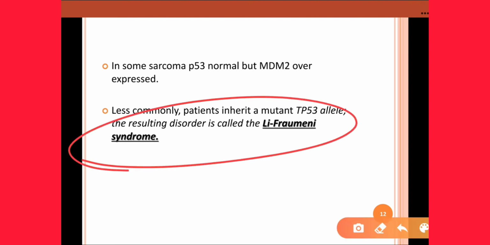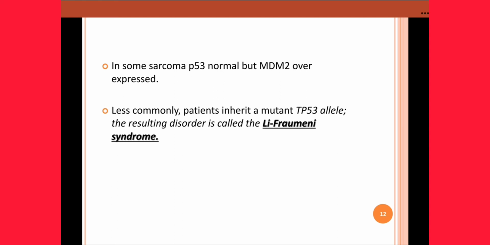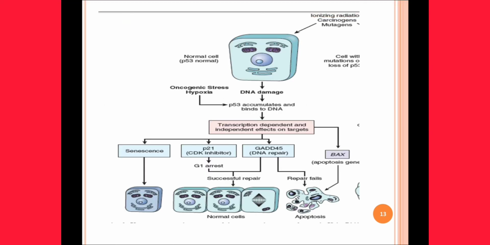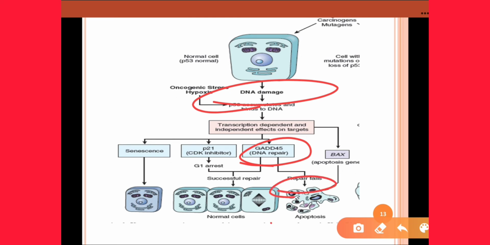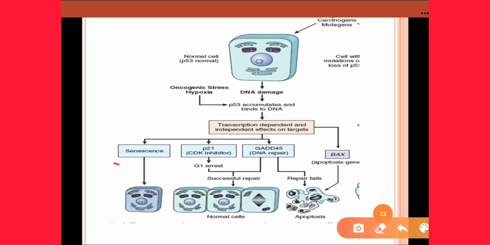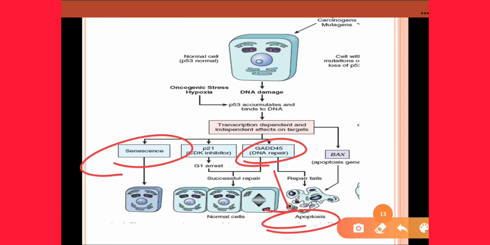So this syndrome is very dangerous for your body. You can develop cancer earlier in your life if you have the mutated P53. This is the same diagram showing you the function of P53, right? If there is DNA damage, it will try to repair it through GADD45. If the repair fails, then it will induce apoptosis or lead to senescence, right? If the DNA repair cannot happen, then it will lead to apoptosis or cellular senescence.